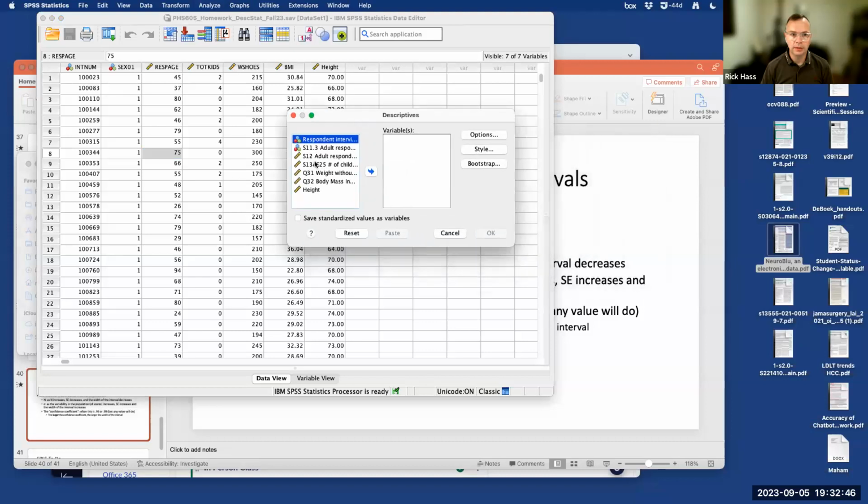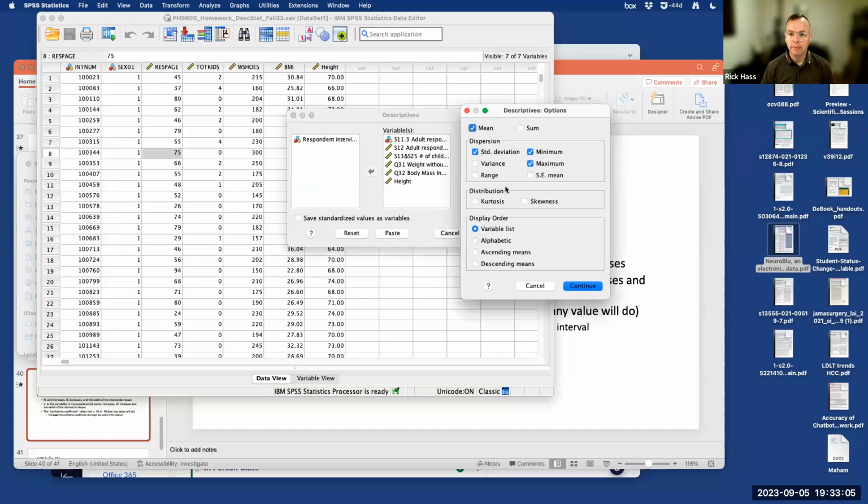What you do there is any numeric variable, so you've got age, actually they're all numeric here, age, total kids, weight without shoes, BMI, height. I can press shift, select, move them all over. I do have some options here, so I'll get variance, standard error, skewness, kurtosis.